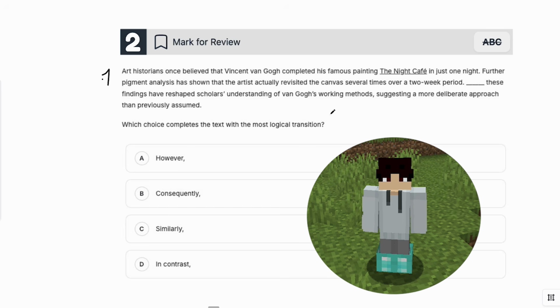I would guess that it's going to be a choice like therefore. It's saying that since this was the case, this has literally changed how these scholars view Van Gogh's working methods. Out of the choices given, consequently is the most similar to therefore.